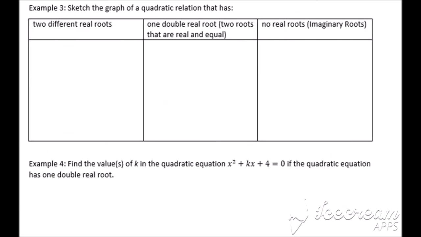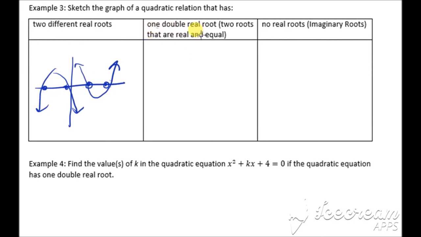Sketch the graph of a quadratic relation that has 2 different real roots. So this is just a sketch. We can sketch it so that it goes through the x-axis twice and opens up, or we can sketch it that it goes through twice and opens down. Okay, and this is not restricted to being on one or the other side of the y-axis. You can put it as a mixture.